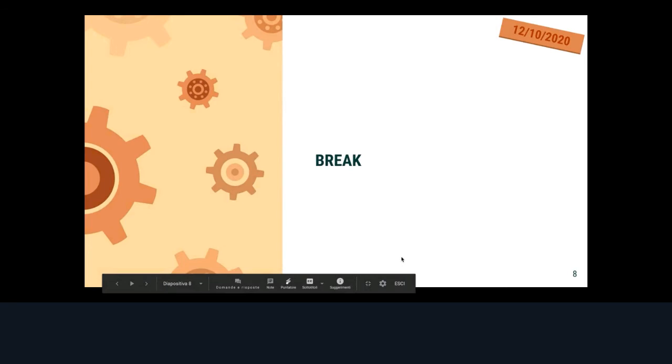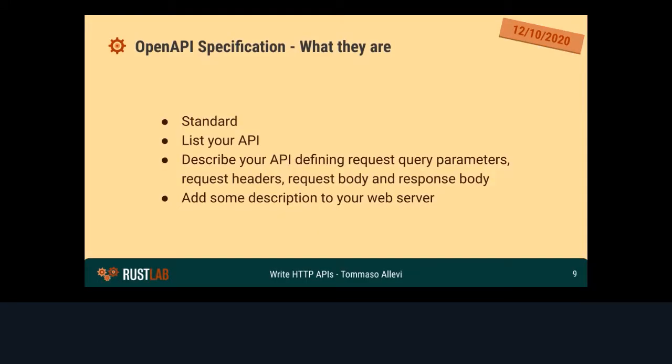Hi, now we are ready to describe our APIs. We will use the OpenAPI specification because it's a standard and allows us to list our API, defining for request and response some parameters, for example query parameters, header and response body.